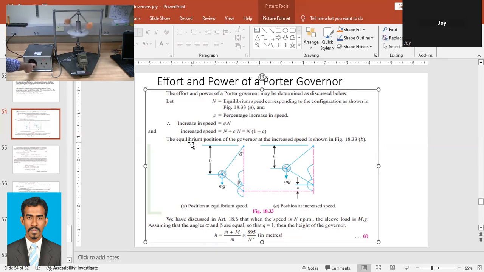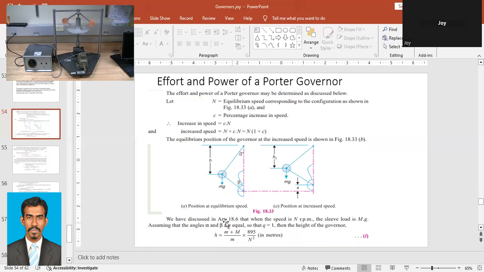The equilibrium position of the governor at the increased speed is shown in this figure. So this figure is at increased speed, and this figure is at equilibrium speed. Using the position at equilibrium speed and the position at increased speed, now we'll bring it into the formula.